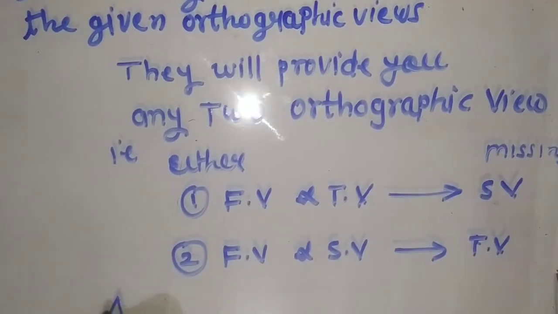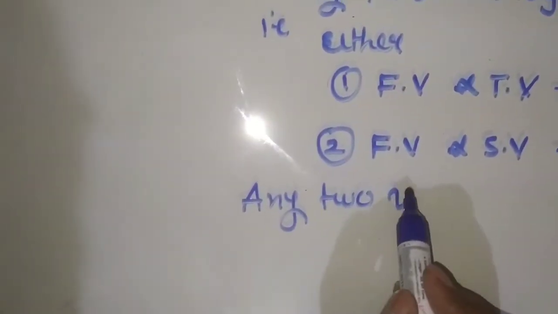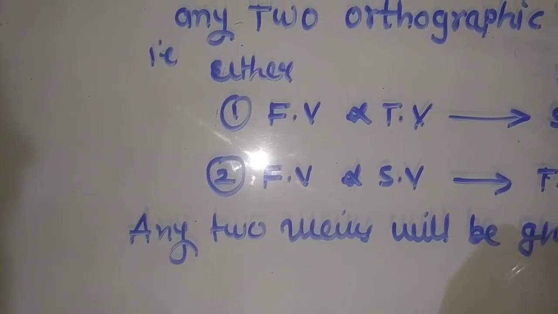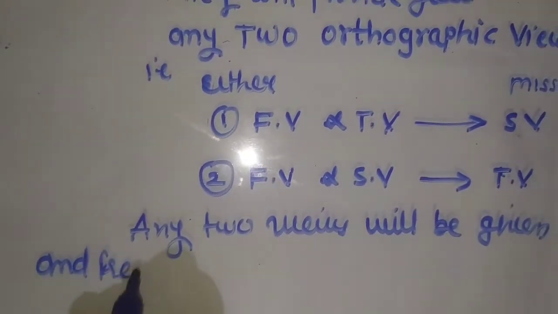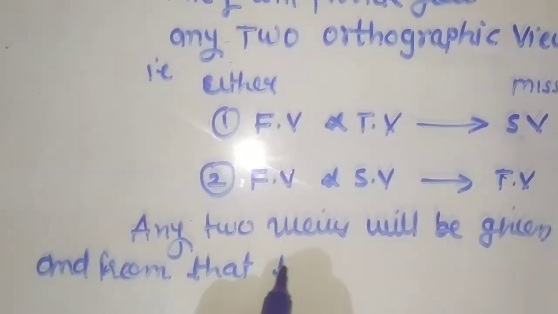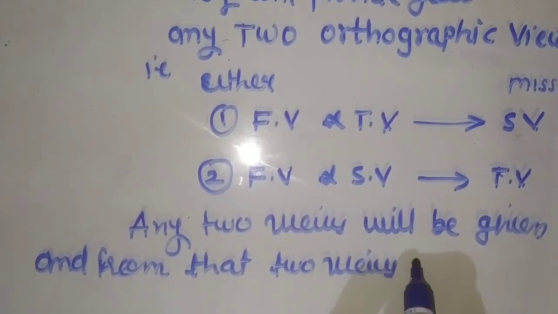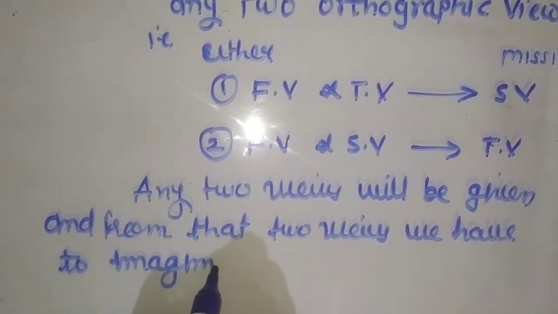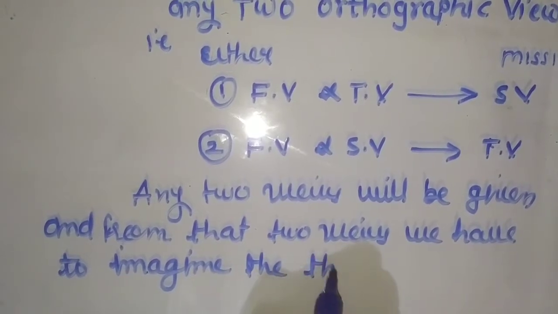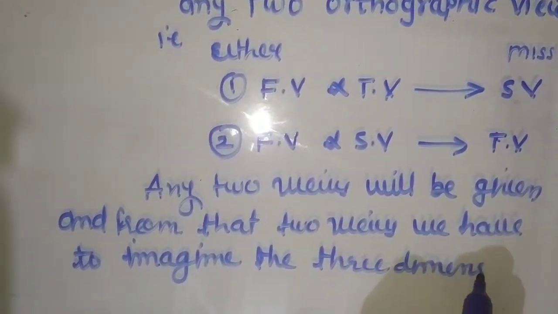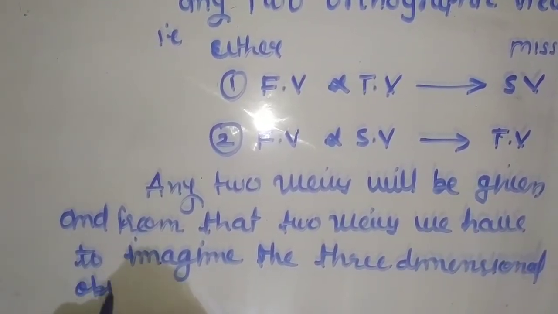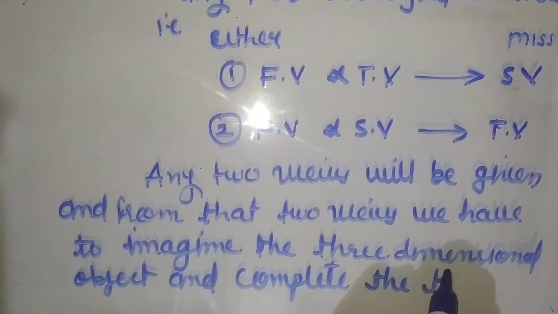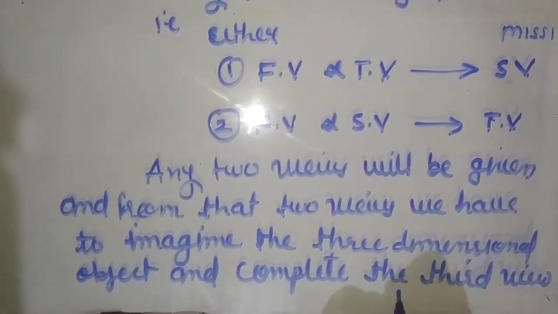So any two views will be given, and from those two views we have to imagine the three-dimensional object and complete the third view, that is, the missing view.